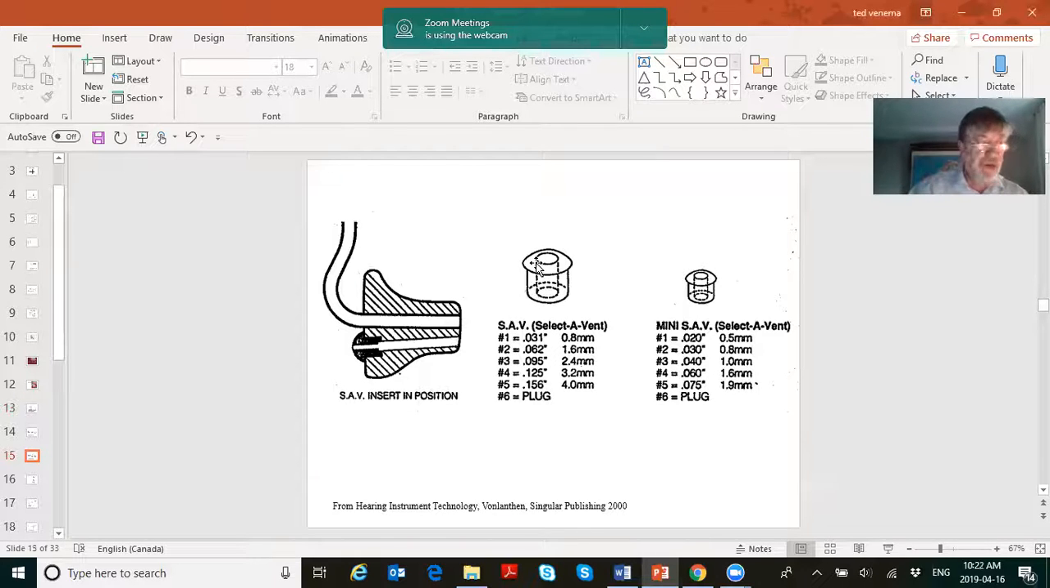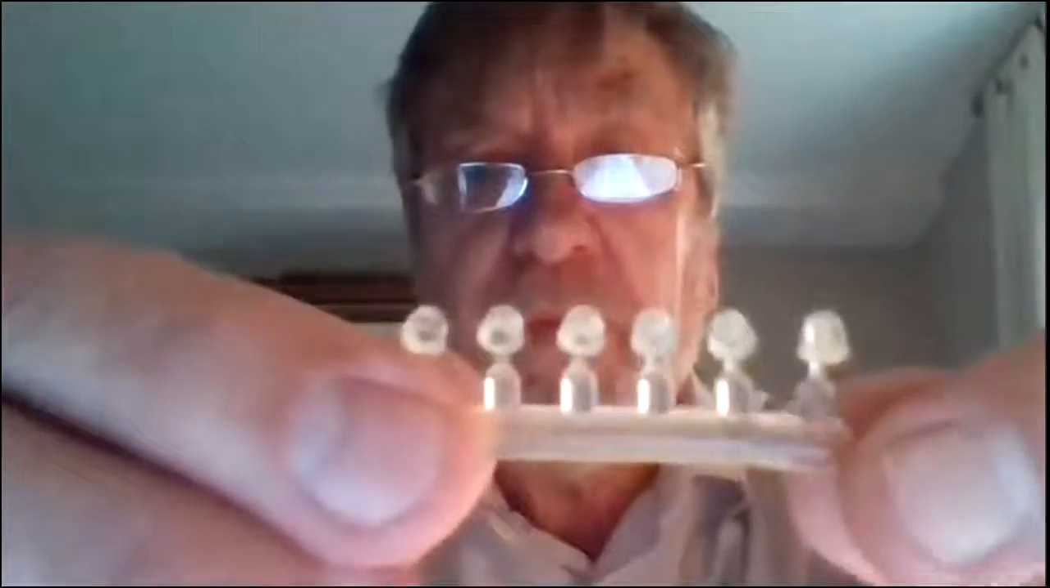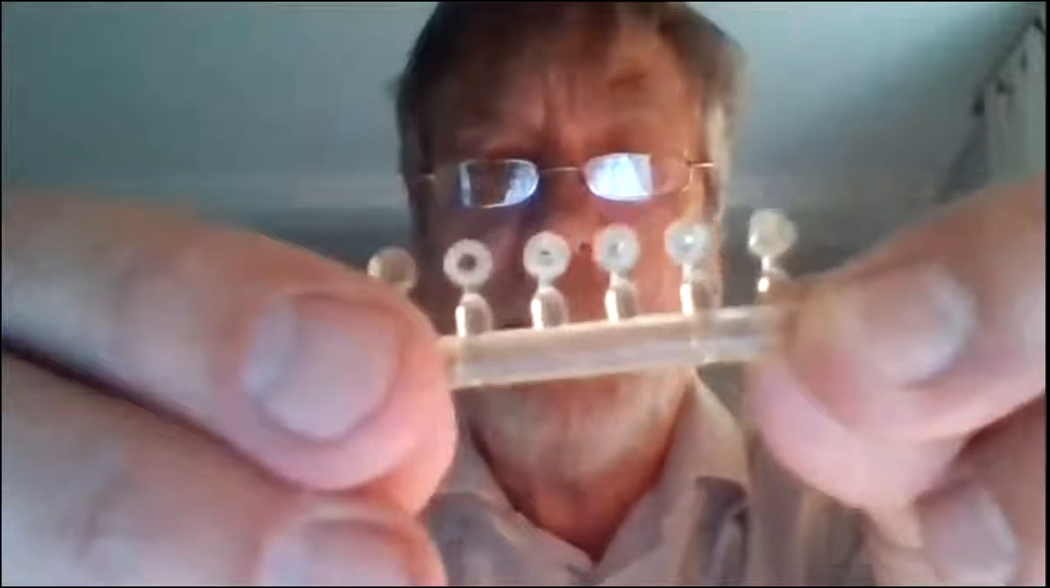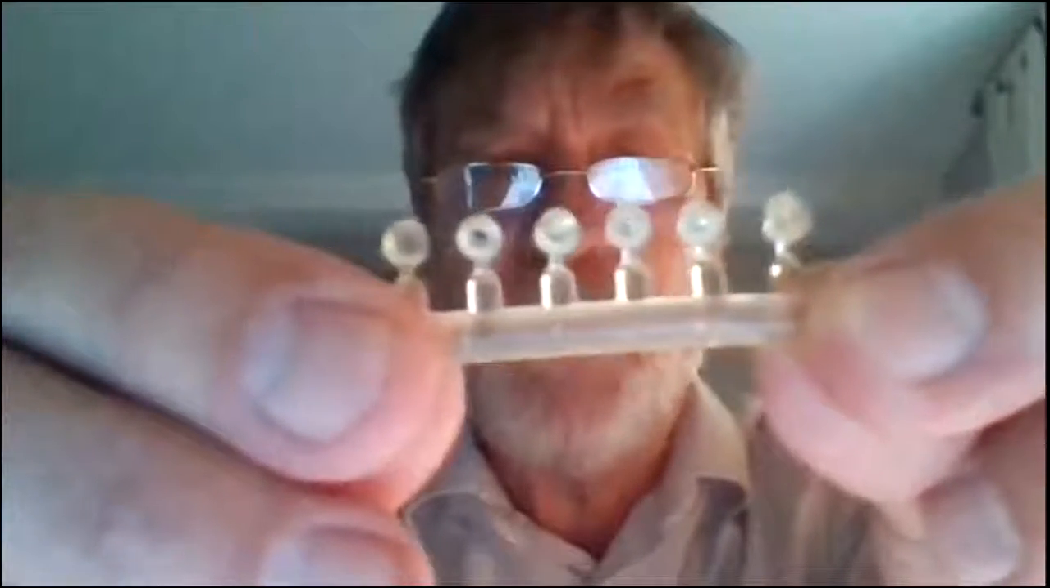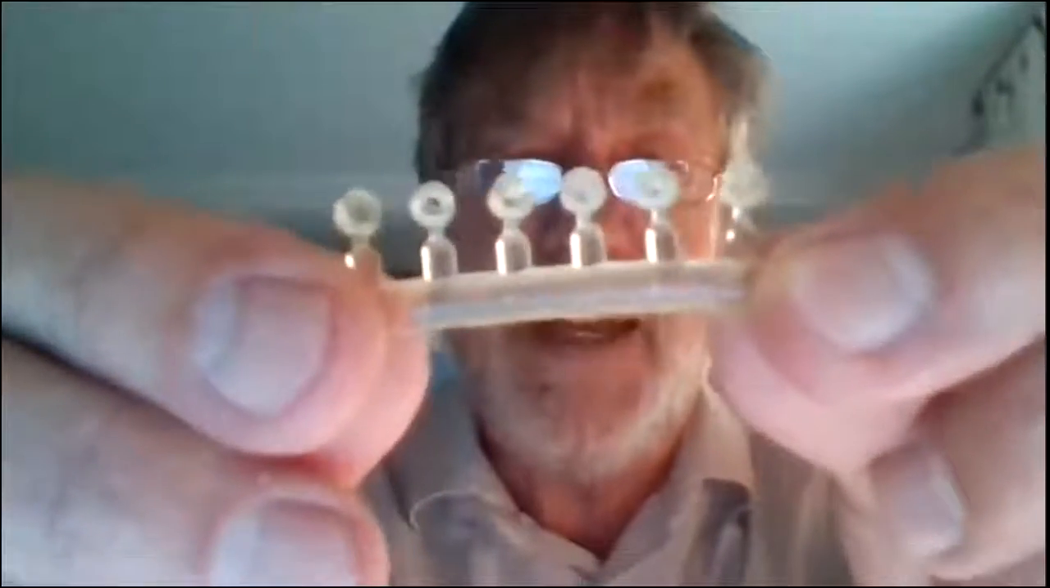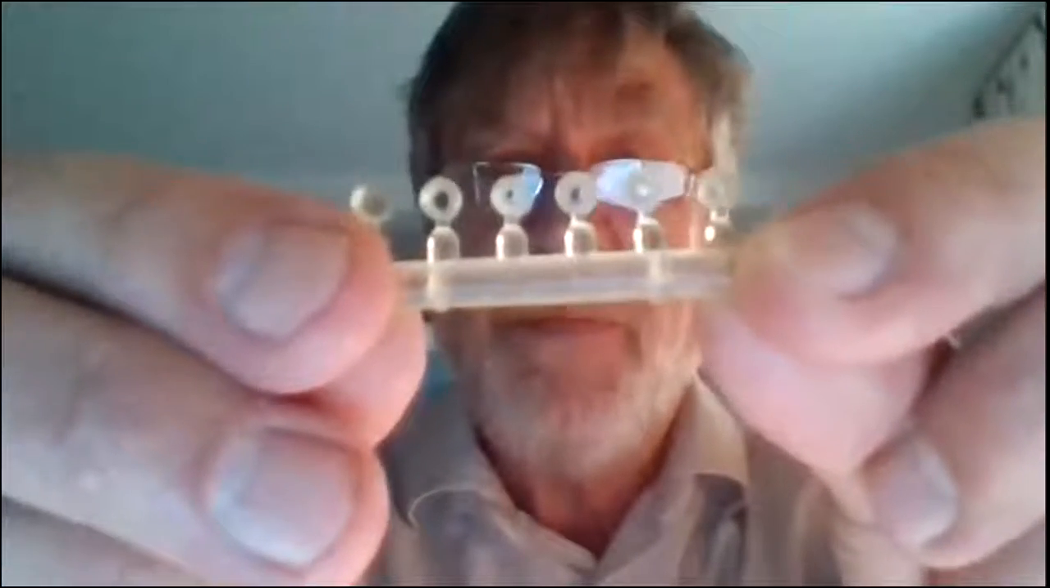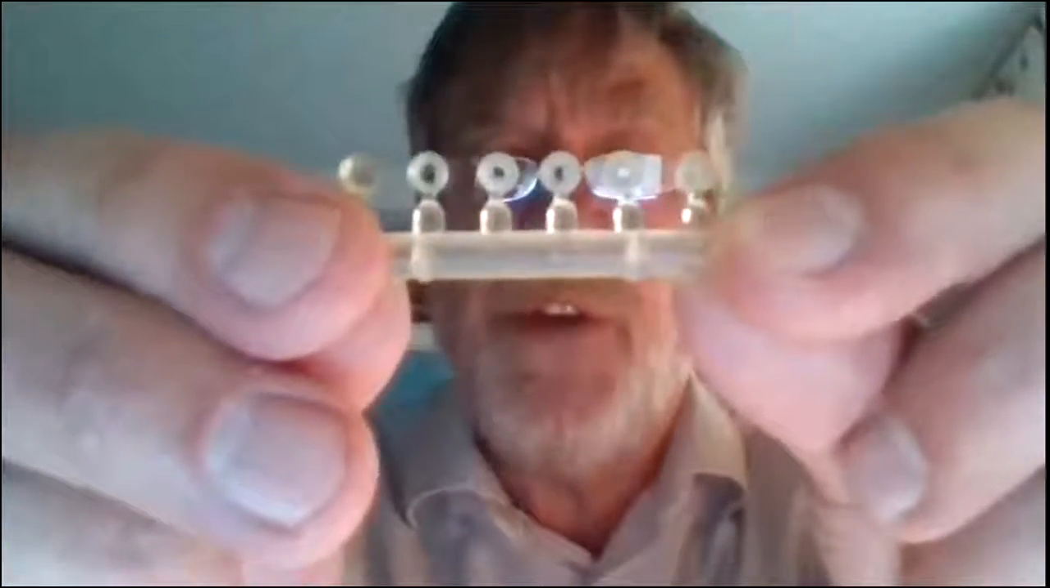Now, if I show you what that can look like, I'll stop sharing. Here's some select vents. When you look closely at it, can you see the holes getting bigger and bigger as you go from left to right? Select vent. You can choose the size of the venting width. All right, very good.